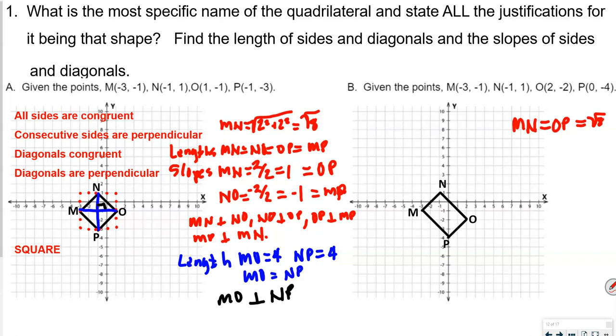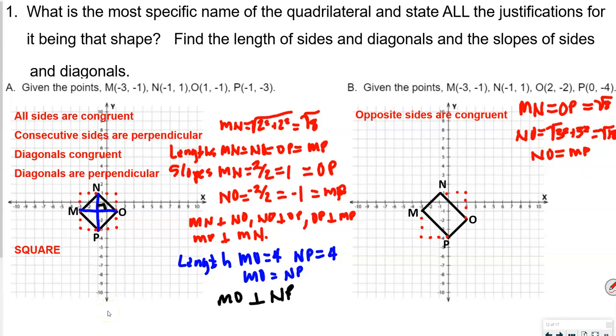So here we have 1, 2, 3 over and 1, 2, 3 down, right? So NO is equal to 3 squared plus 3 squared. So that's going to be equal to 9 plus 9, which is the square root of 18, right? And once again, notice 1, 2, 3 down, 1, 2, 3 to the right. So that means NO is going to be equal to what? MP. So that obviously means opposite sides are congruent.